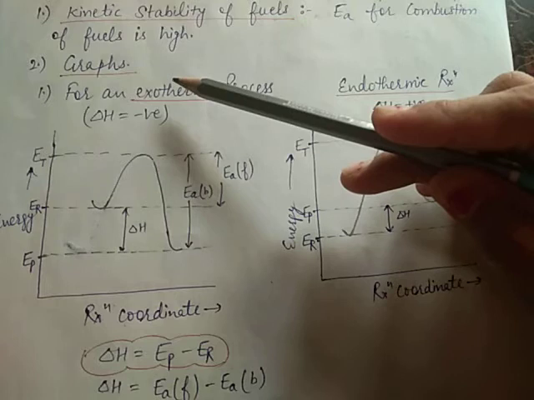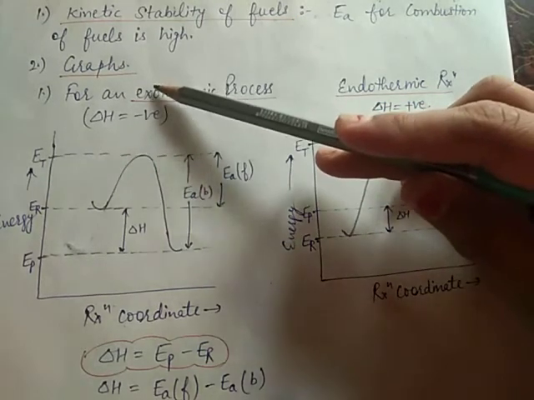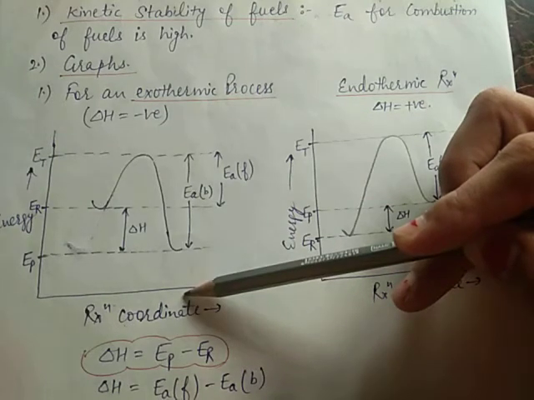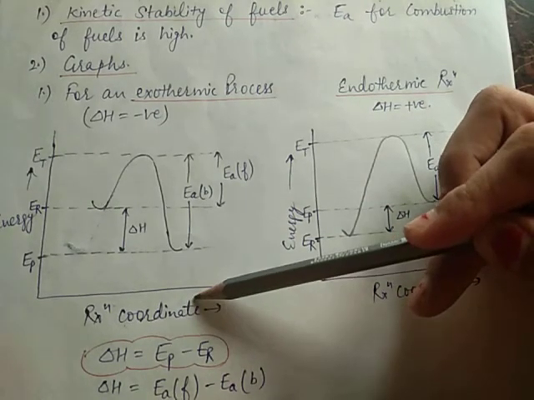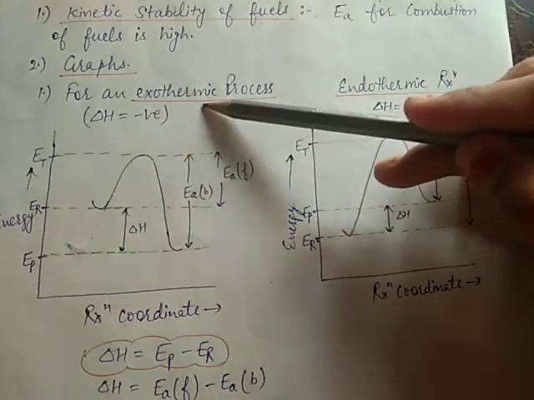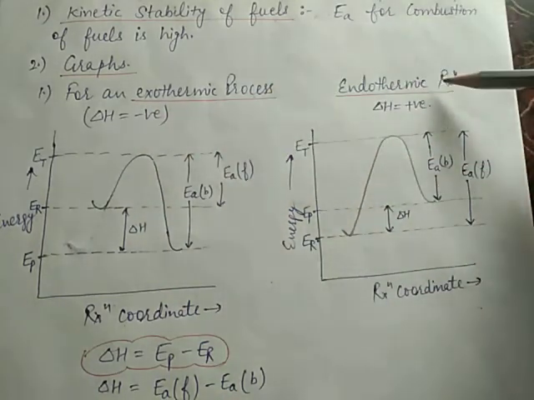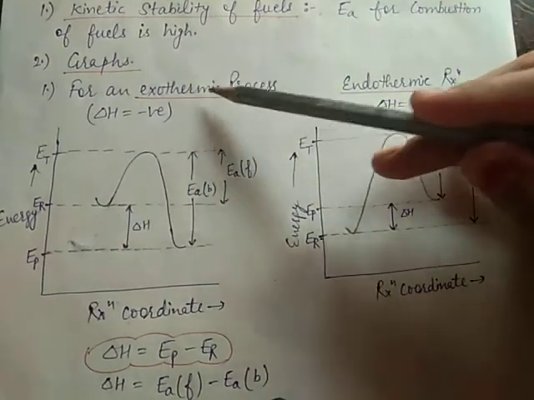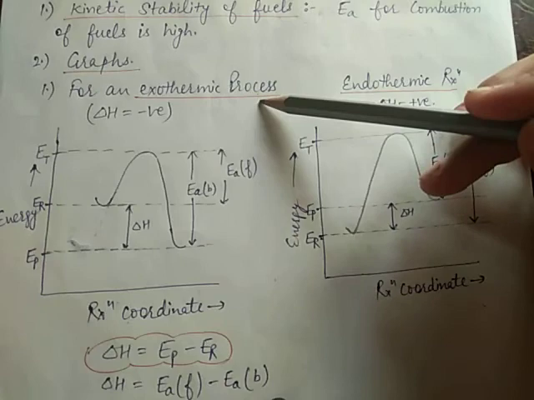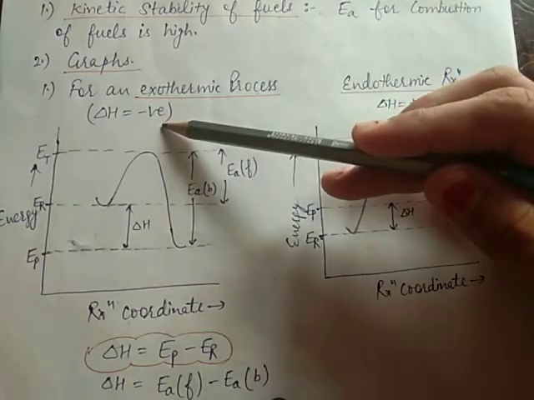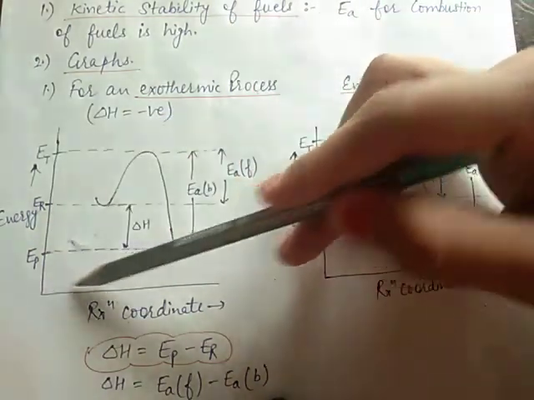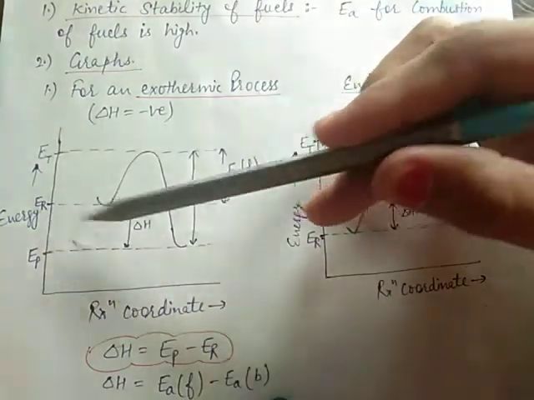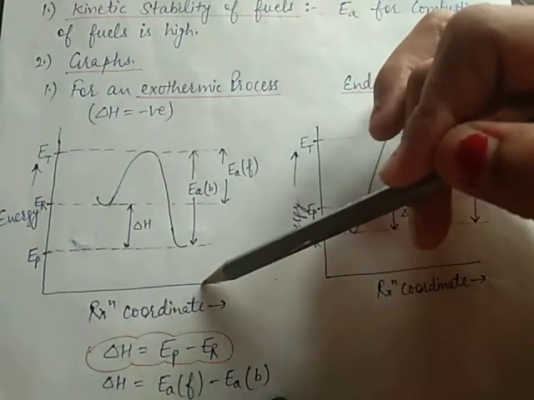Second is graph that shows the energy change along with the progress of reaction. Means reaction coordinate. First graph is exothermic process, second for endothermic process. So first is exothermic process. In exothermic process, heat is released. It means delta H is negative. So we plot the graph of this. This is reaction coordinate. Here we take the energy. Reaction coordinate means the progress of reaction.